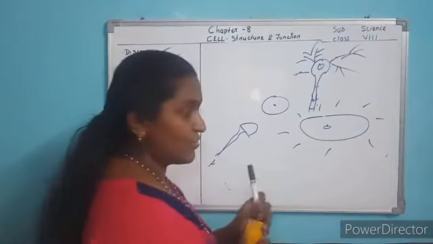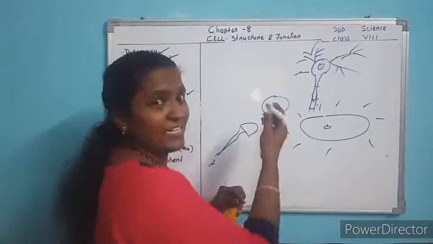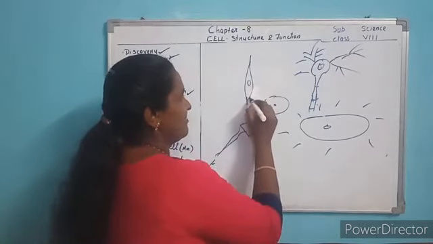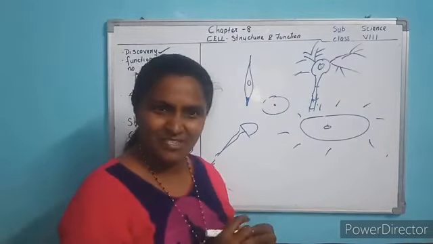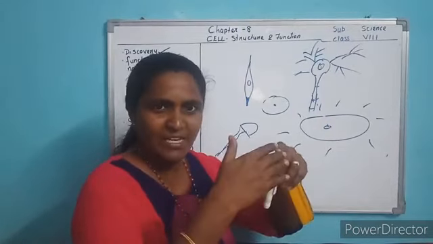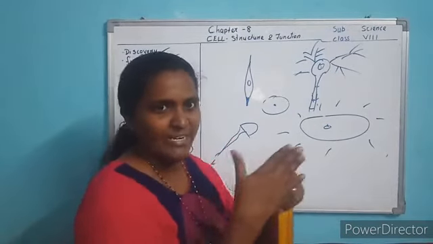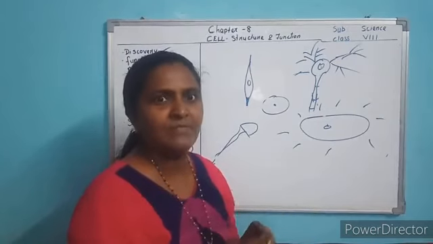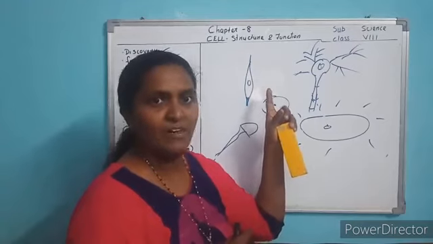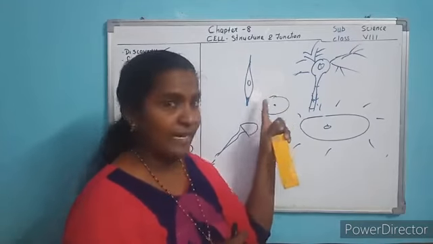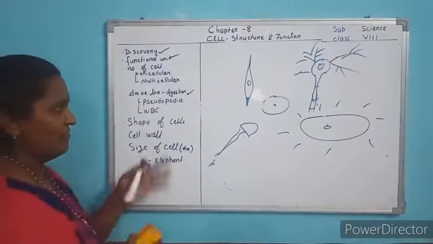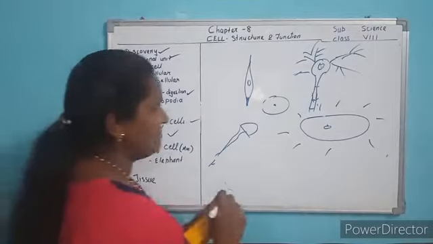Understood? Next, stomach muscle cells are spindle shaped. This is a muscle cell shape. Muscle cell shape is like a spindle. You know what a spindle is? The middle will be bulged, and at the corners it will be narrow in shape. This is the spindle shape, the shape of a muscle cell. It can be asked for drawing, so go through it. Next, cell wall. Next we go for cell wall.